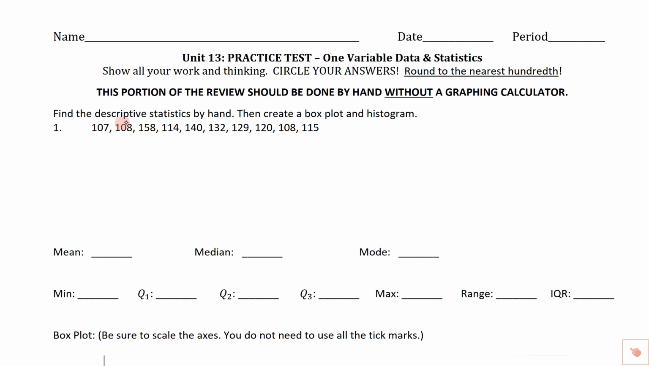So number one, it says find the descriptive statistics by hand. Those are listed down below here. And then create a box plot and a histogram. So let's go ahead and take a look at this. First thing we notice is it's not in order. So we want to go ahead and put this in order.